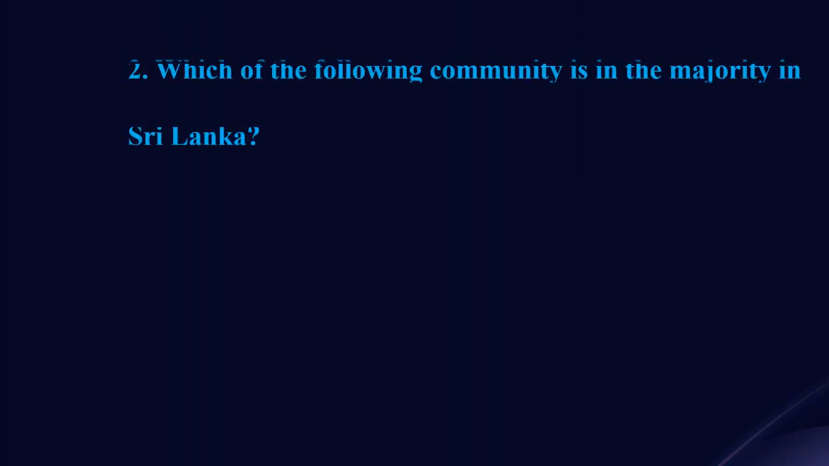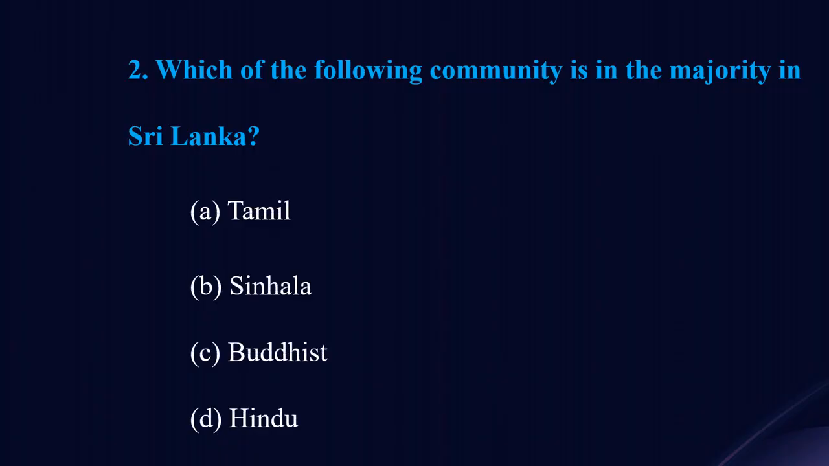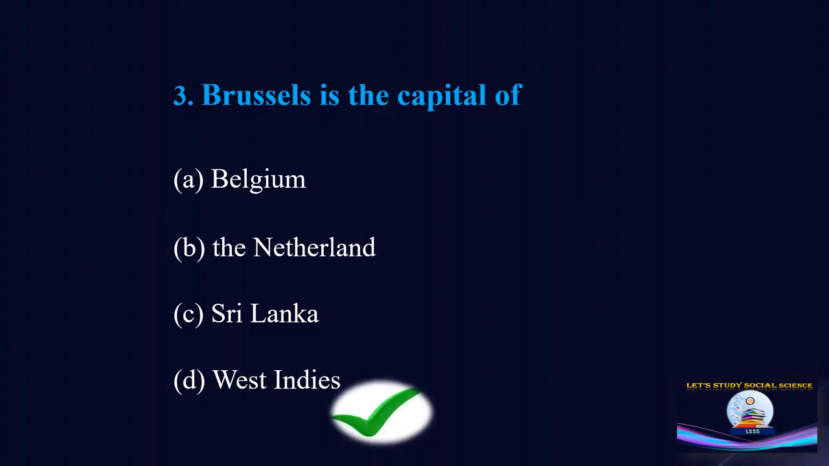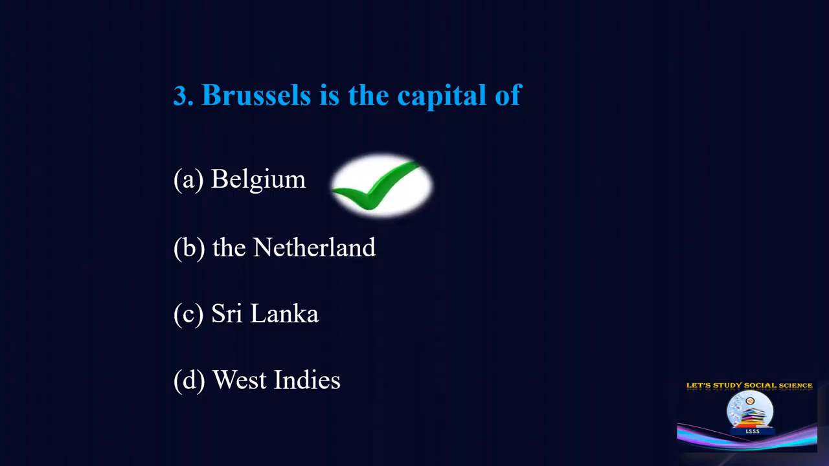Second question is, which of the following community is in the majority in Sri Lanka? And the options are Tamil, Sinhala, Buddhist or Hindus. And the right answer is Sinhala. And next question is, Brussels is the capital of? And the options are Belgium, Netherlands, Sri Lanka, West Indies. And the right answer is Belgium.